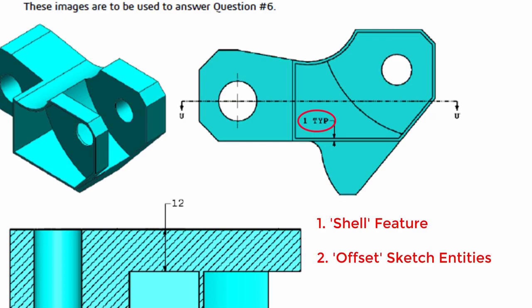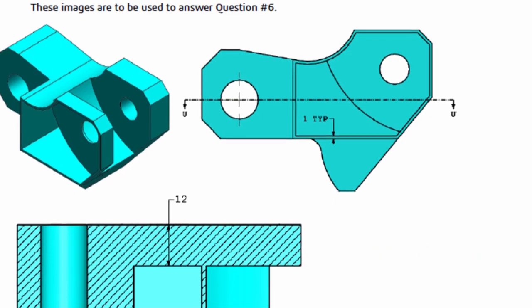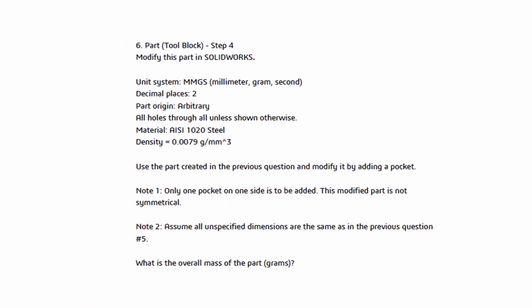Now taking a look at the section view, we know it's not going to be the shell feature because it doesn't really make sense. The entire part is not going to have a uniform wall thickness. It's just a very specific portion. So with that in mind, we can already rule out the shell feature and we're ready to see what other information they give us on the actual question.